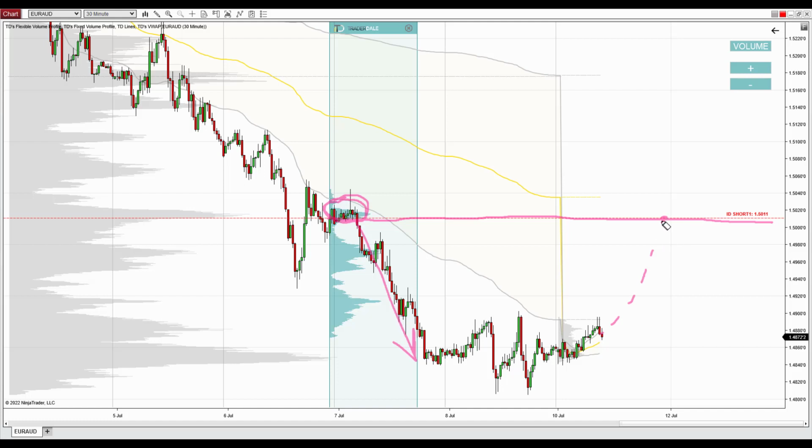So if there is a pullback in the future to this zone, it's likely that sellers from this place will want to defend this zone, defend their shorts which they placed in here, and they'll want to push the price downwards from there again, right? So that's the volume accumulation setup. It is one of my favorite volume profile setups. So yeah, that's about that. That's about the trading ideas.